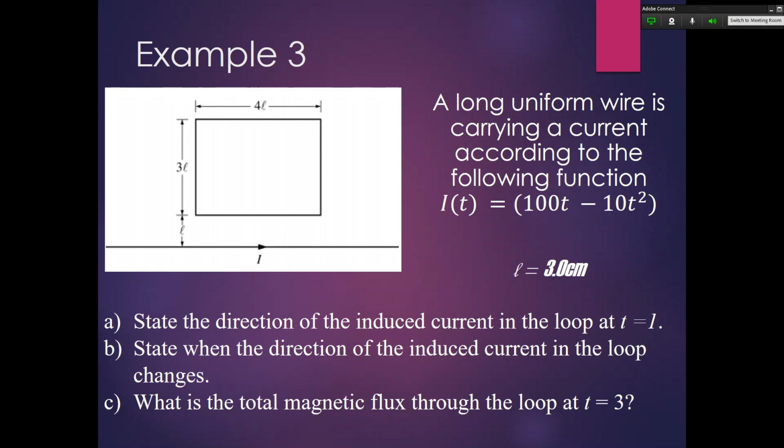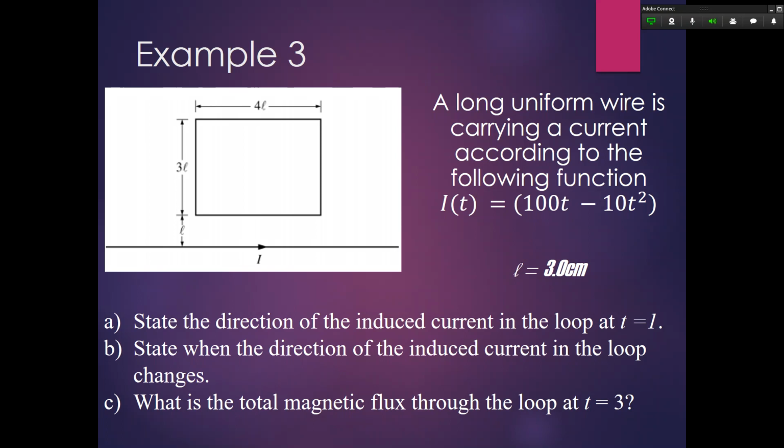When I want to find the flux here, I need to find the magnetic field that goes through it. And the thing is, the magnetic field changes as a function of how far you are from this wire. Remember that B is equal to mu naught times I over 2 pi r. And this r is the distance from the wire. So the magnetic field at this point versus the magnetic field at this point is going to be different.